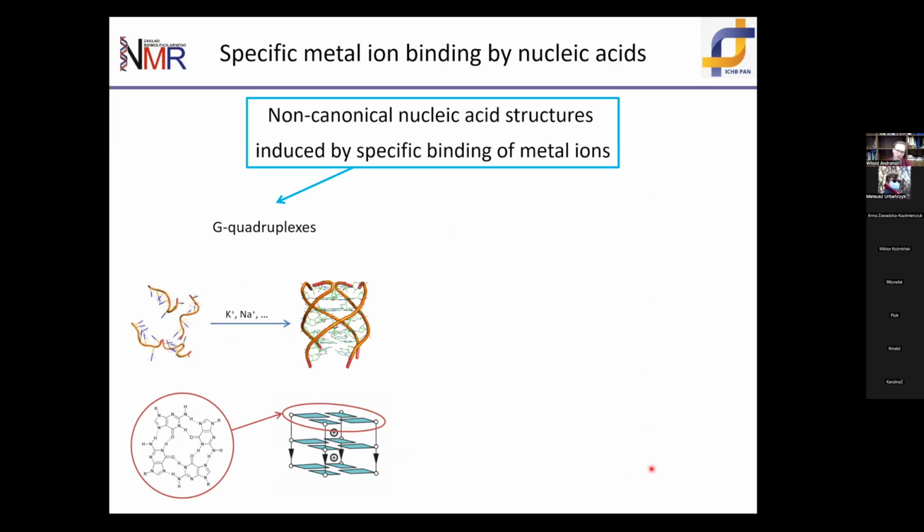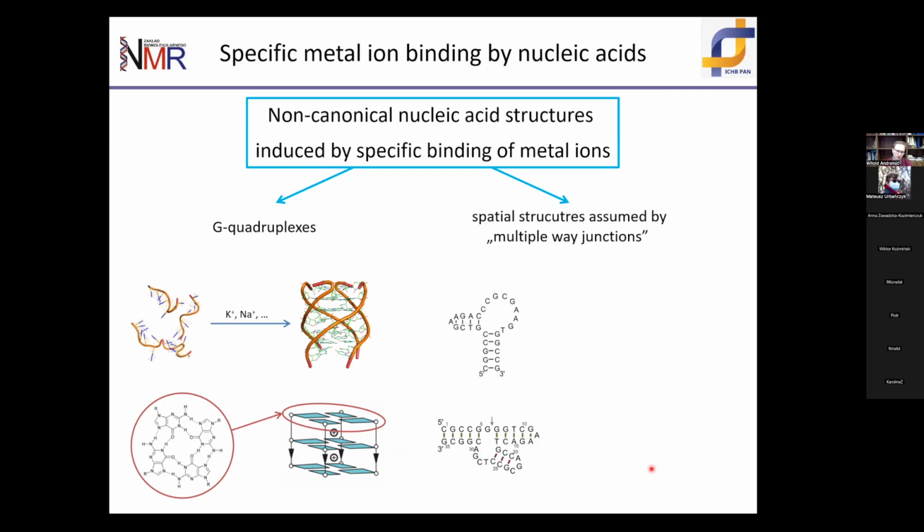There are also other non-canonical nucleic acid structures that are reliant on specific binding of metal ions. And these are the spatial structures formed by the so-called multiple way junction motifs. Multiple way junctions are DNA or RNA structures where you have helical elements based on standard Watson-Crick base pairs. Here you have 2, here you have 3, but they are connected by what you might consider to be flexible linkers. However, in the presence of an additional molecule, like a metal ion, it's possible that these flexible linkers will structure, forming some non-canonical element, and allow the whole motif to assume a single tertiary fold.